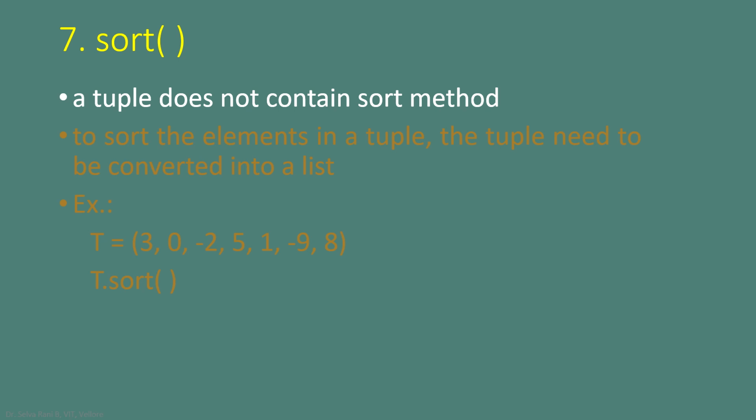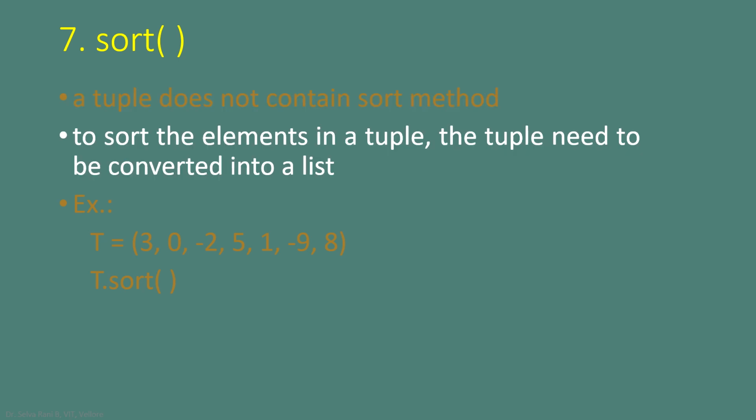The next method is sort. A tuple does not have a sort method associated with it. But if we need to sort the elements in the tuple, then it needs to be converted into a list.